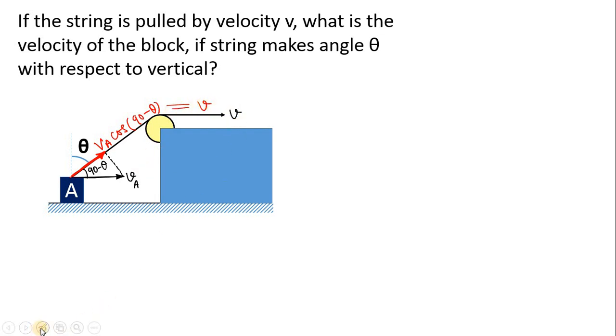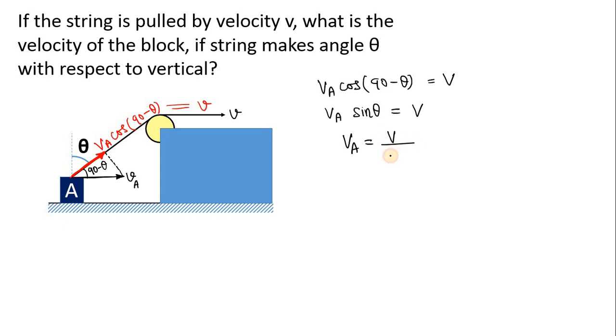So let's write down the answer. VA into cos 90 minus theta is equal to V. Cos 90 minus theta is sin theta. Therefore, VA is equal to V divided by sin theta, which is V cosec theta. That is the answer.